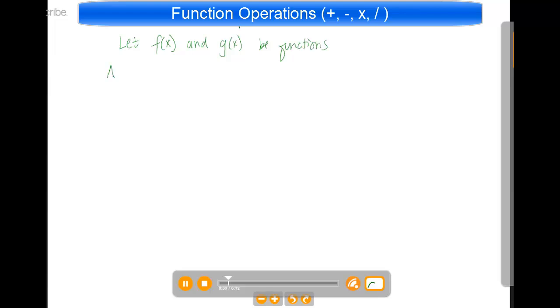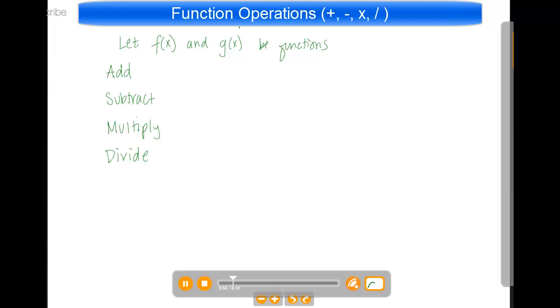We can add them together. We can subtract them. We can multiply them. We can divide them. There's some other stuff we can do with them too, but we're going to do that a little bit later. All right, so if we add them, it's more a notational thing.